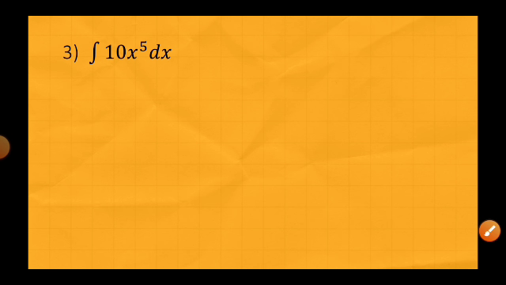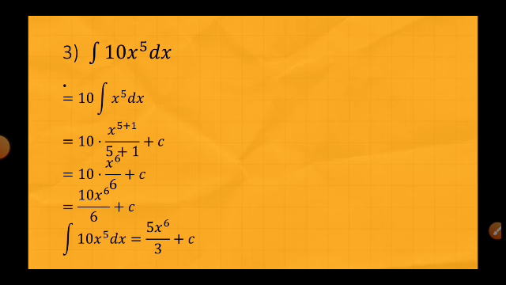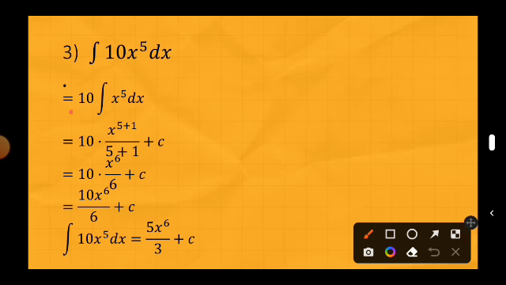For our third example, we have the integral of 10x raised to 5 dx. In evaluating its indefinite integral, we have to look at our constant 10 so that we can apply the constant multiple rule. In constant multiple rule, we simply separate our constant 10 from our function through the integral operator, and then we have 10 times the indefinite integral of x raised to 5 dx.